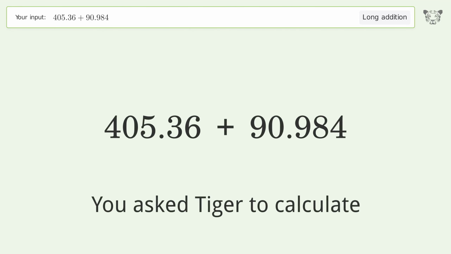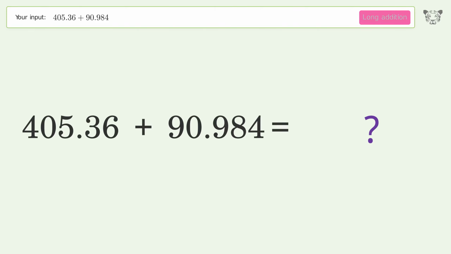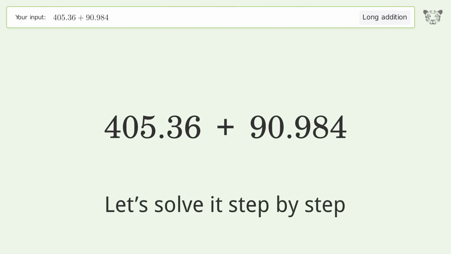You ask Tiger to calculate. This deals with long addition. The final result is 496.344. Let's solve it step by step.